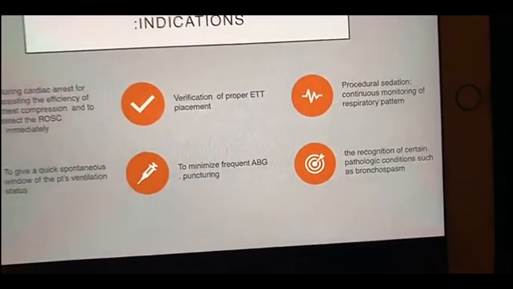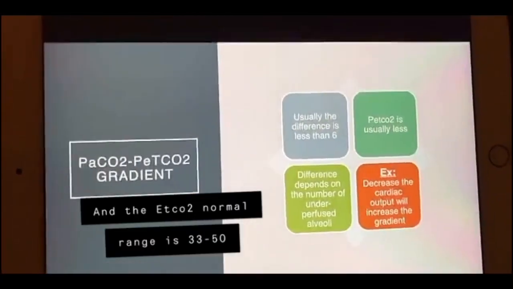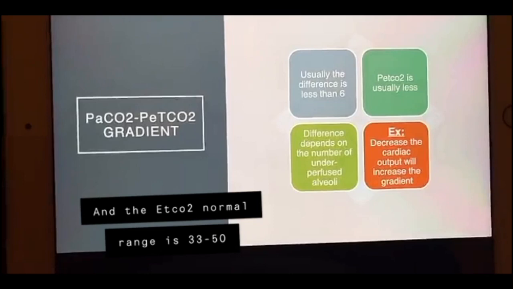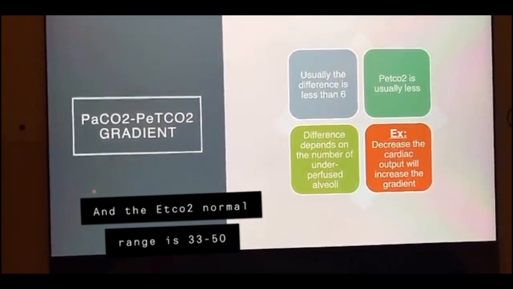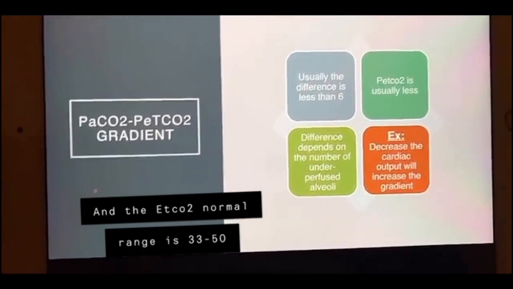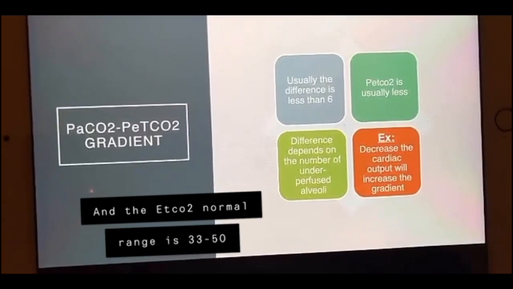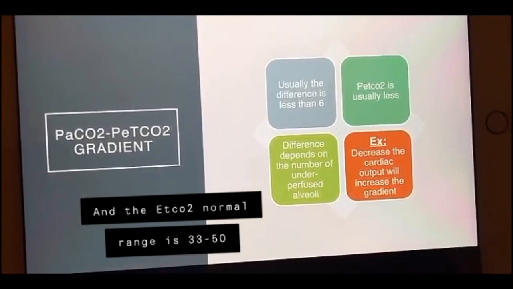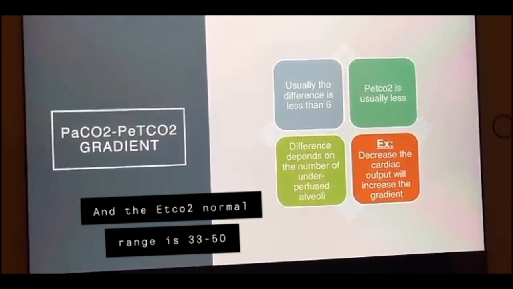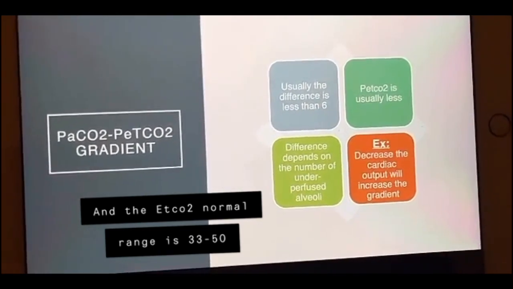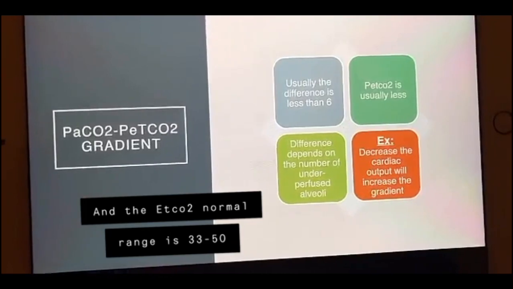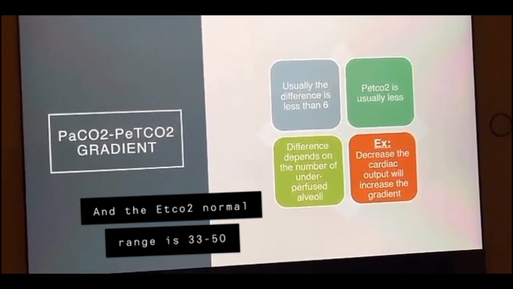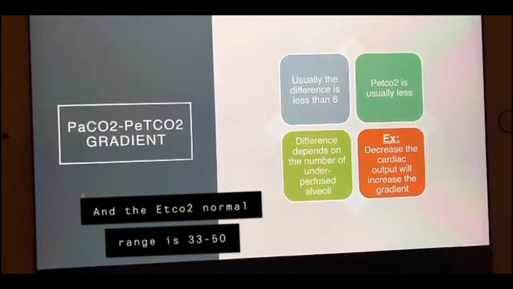Regarding this slide, one of you asked yesterday about the difference between exhaled CO2 and arterial CO2. So I'm going to explain this now. Usually the difference between arterial and exhaled CO2 is less than 6, and the end-tidal CO2 is usually less than the arterial CO2. We have a normal range of the arterial CO2 from 35 up to 45.